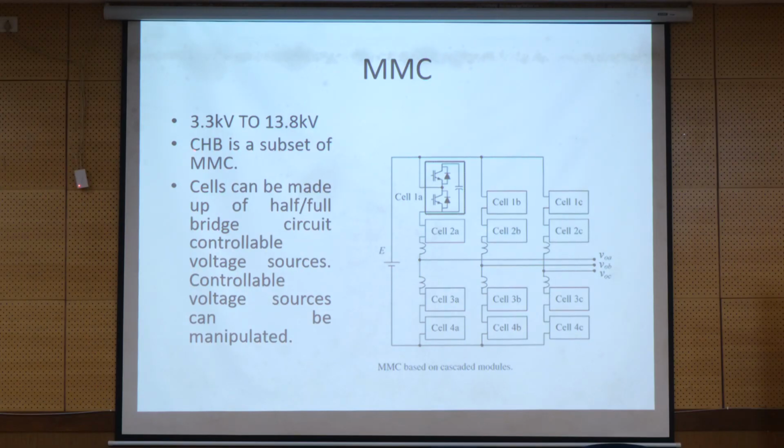It can be employed for power levels from 3.3 kilowatts up to 13.8 kilowatts. This cascaded H-bridge module is a subset of the bigger one, that is the modular multi-level converter. Cells can be made up of half bridge or full bridge circuits, which are controllable voltage sources. Controllable voltage sources output voltages that are unequal in nature.